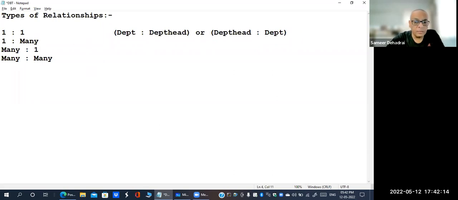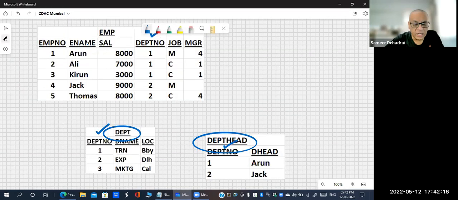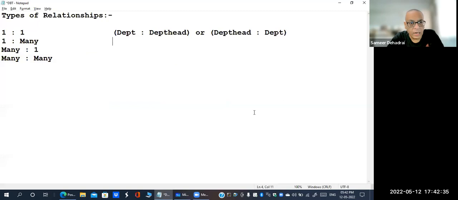One is to many. What is the example of one is to many? One department has multiple employees, isn't it? One department has multiple employees. The classic example of department and EMP is the classic example of one is to many. So that's one example that we have here.